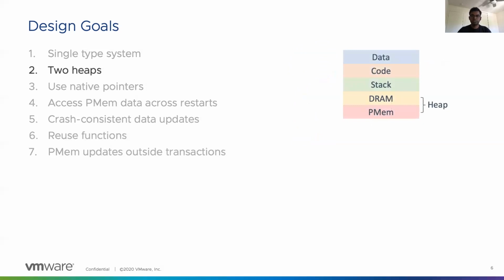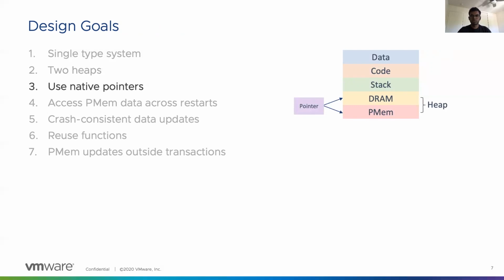Support for two heaps. Many programming languages today split the virtual memory into various segments like data, code, stack, heap. In doing so, they already manage a volatile heap residing in RAM. They should be extended to manage a persistent heap.